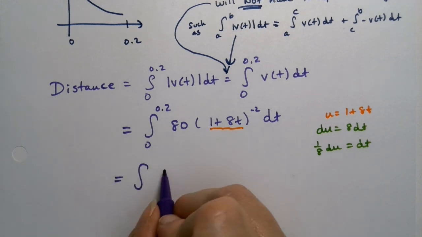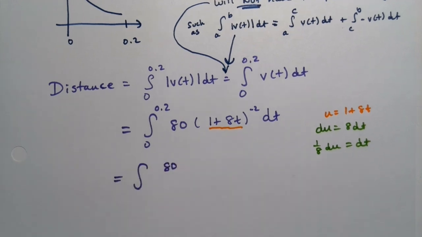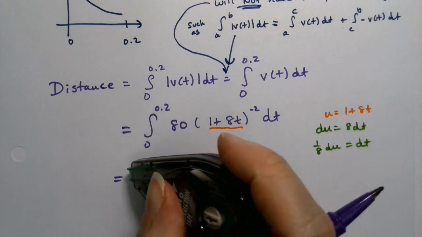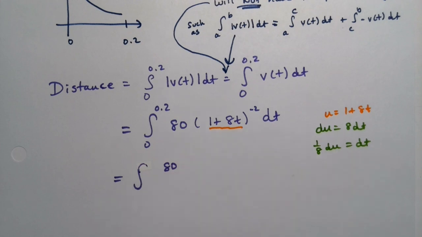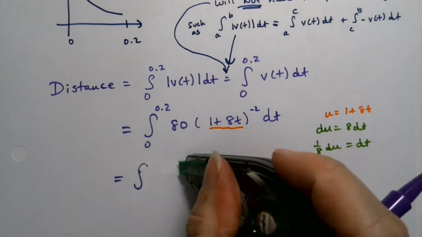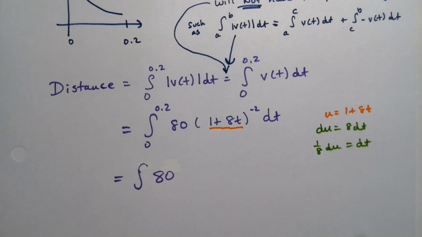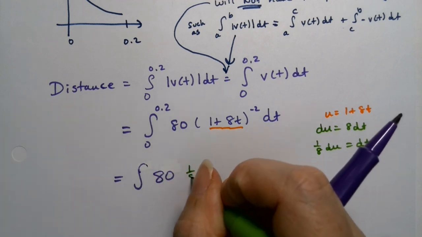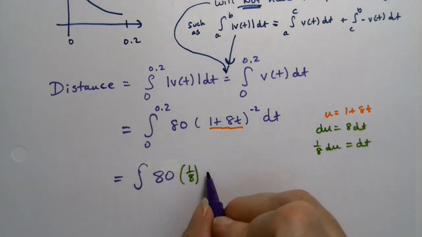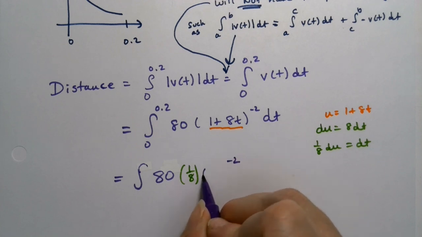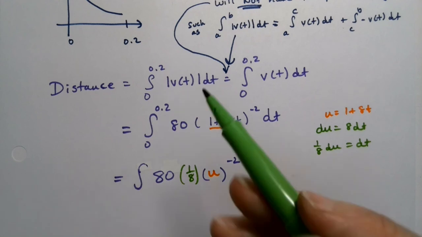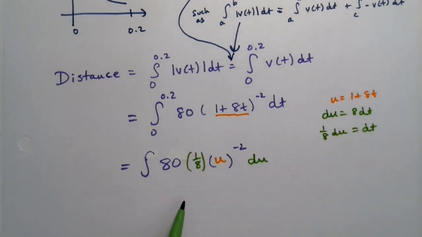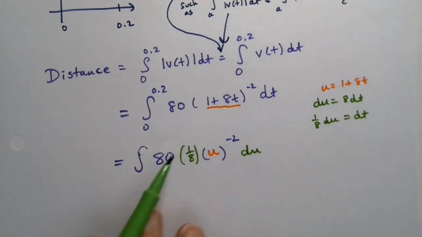Okay, so then when I rewrite my integral, I'm going to say 80. Oh, I don't need the 80 there. I guess I'll just leave it. It doesn't hurt me. 80 times 1/8, and then u to the negative 2 du. Now here's the problem. If you write the numbers 0 and 0.2, you are wrong. Wrong, wrong, wrong.